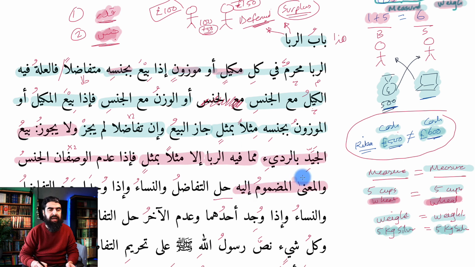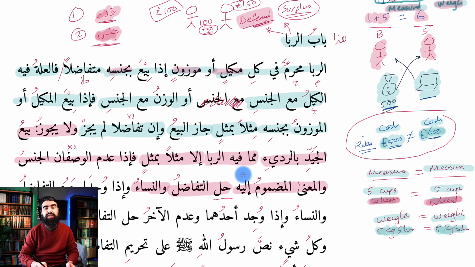If both of them are absent, for example, you're selling money for a laptop, both are absent there. There's nothing weighed in that situation. This guy does not weigh anything, that guy does not weigh anything, and the genus is different. Cash is different from a laptop. Halla tafadul, then it's halal to sell in excess, and nasa is also allowed. What is nasa? Nasa is basically deferred payment.